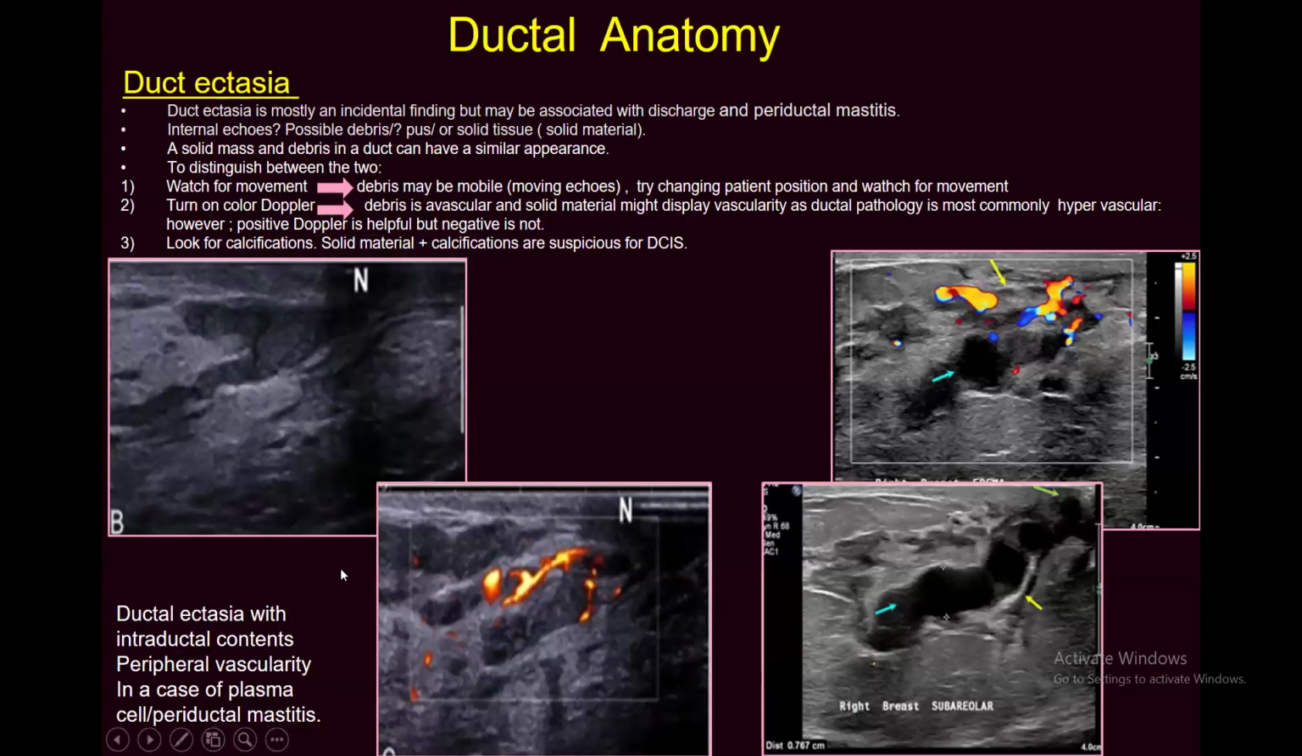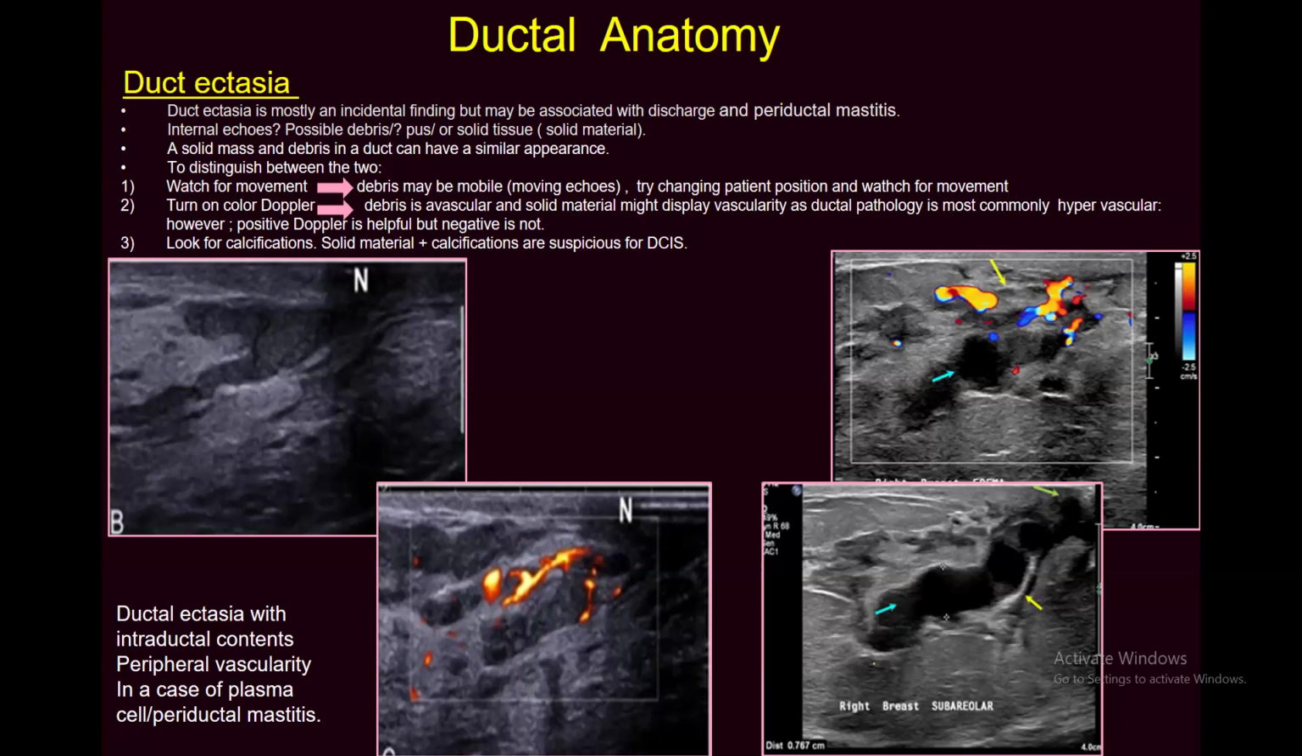example, two examples. In this periductal mastitis, definitely this duct is abnormal with internal echogenic material and periductal edema, you see, and here periductal increased vascularity, hypervascularity. Again, there is periductal edema, ductal wall thickening. The duct wall has to be imperceptible. Here there is ductal wall thickening, and here there is periductal vascularity. So Doppler is helpful if it is positive.